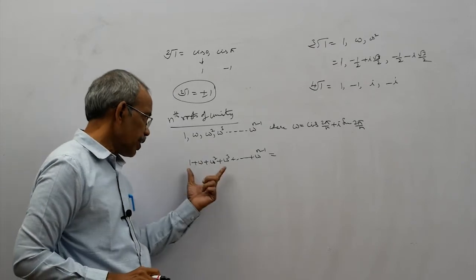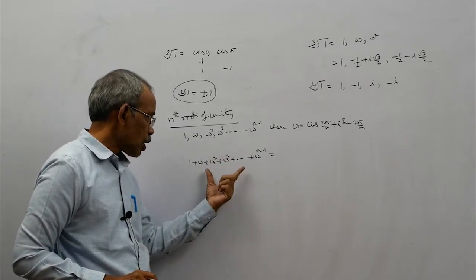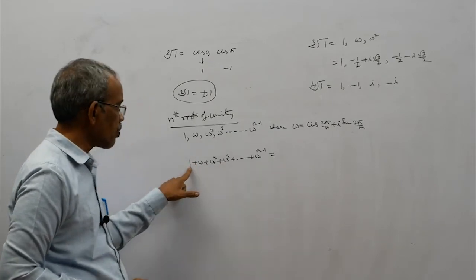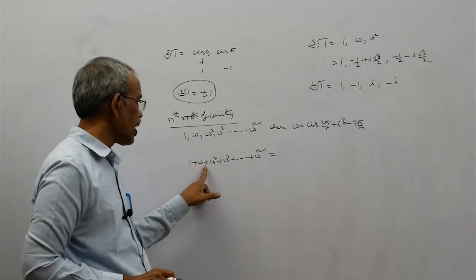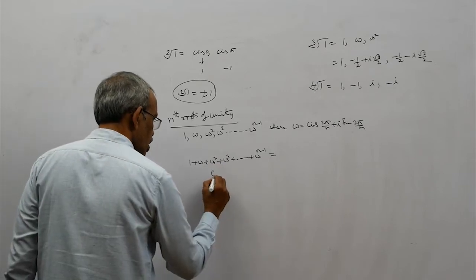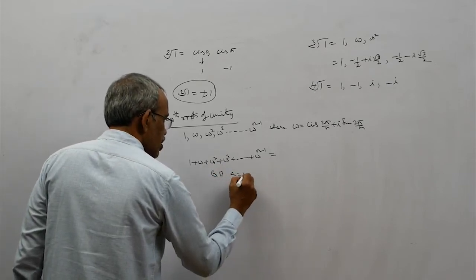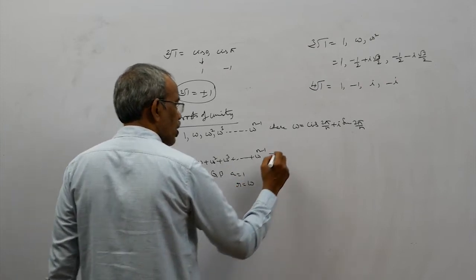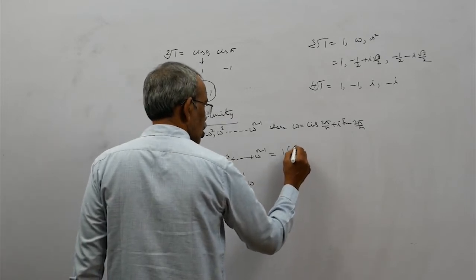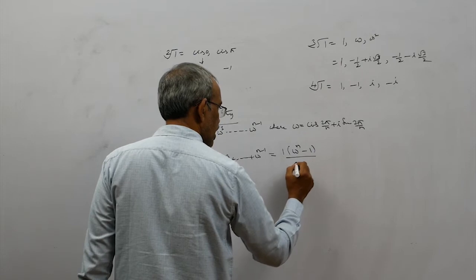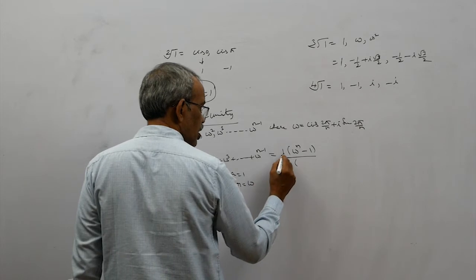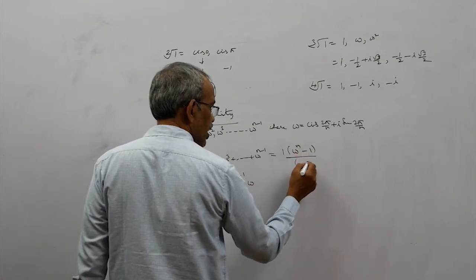To find the sum of the nth roots of unity, first we observe this series is in geometric progression. The first term is a equal to 1, and the common ratio is equal to omega. In a GP, the sum of n terms is equal to a into r to the power of n minus 1 by r minus 1.